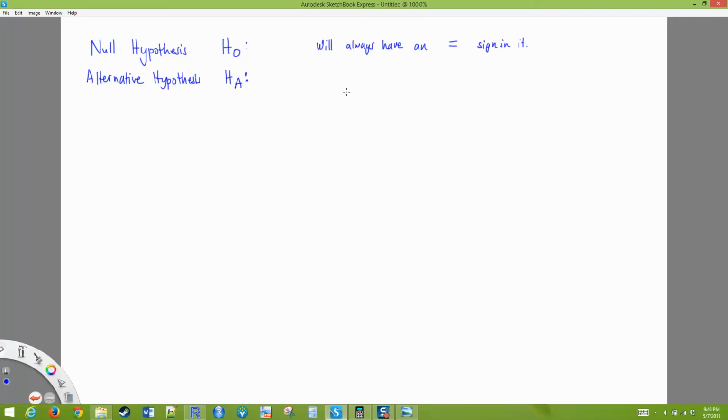And it will look identical to the null hypothesis, except the equal sign has been replaced with either a not equal or a greater than or a less than. So whatever the hypotheses are here, you've got a null hypothesis, which will have an equal sign, and then the alternative hypothesis will be identical, with the exception that the equal sign has been replaced by a greater than, less than, or not equal sign.